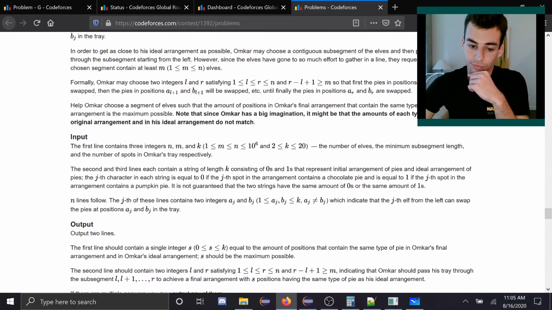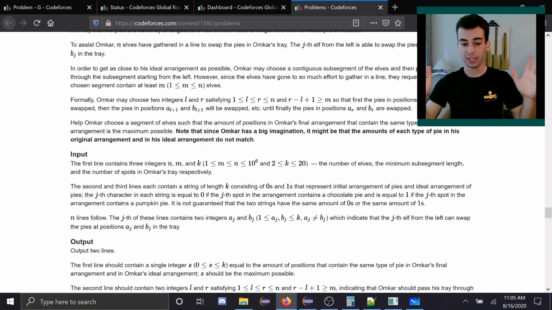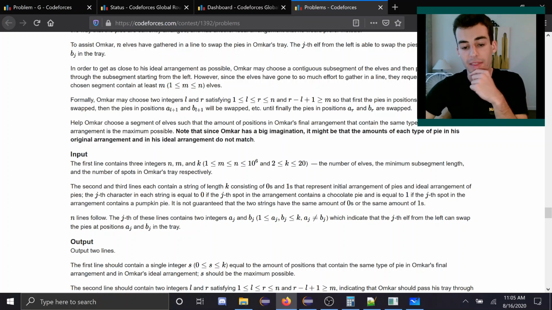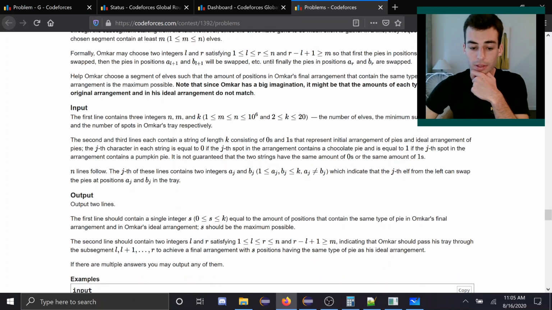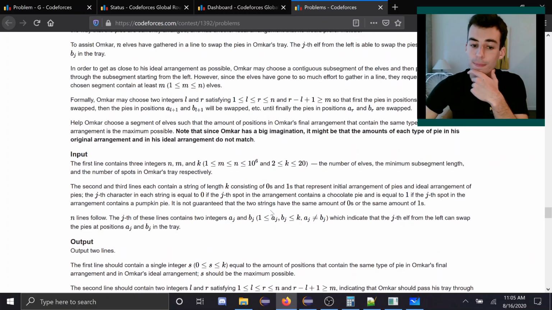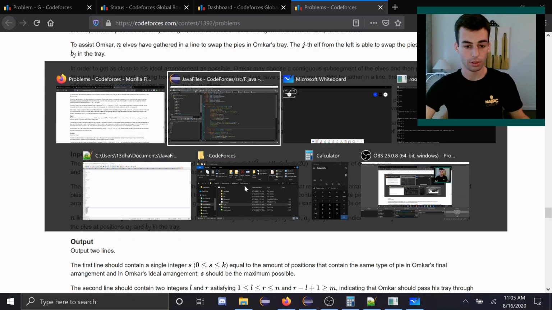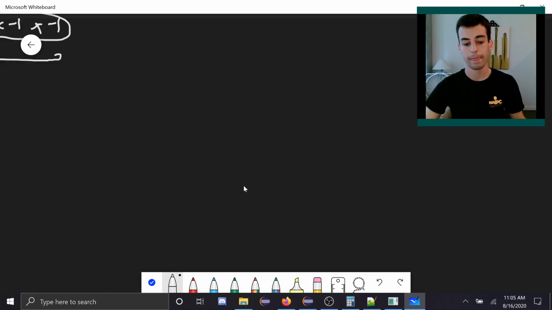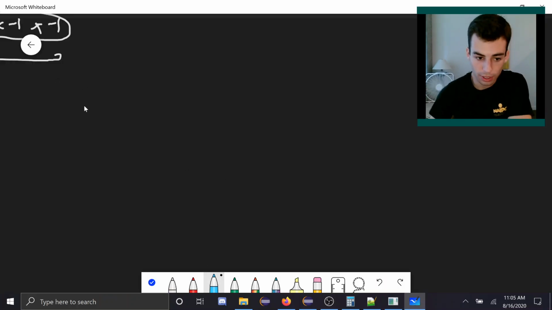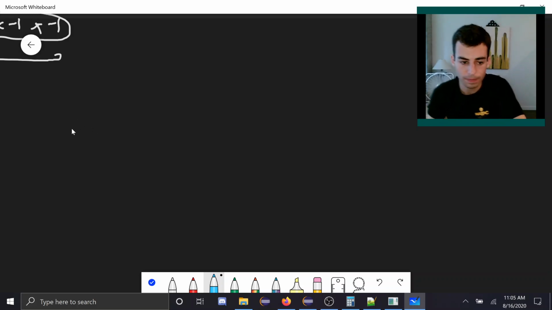Now, what you want to do is pick some consecutive range of elves, where you pick at least some minimum number m. You want to pick at least m of them and do all of their swaps in a row. And then you want to end up with some other number where as many bits as possible match what your target goal is. That's the idea. So here's the solution path to it.